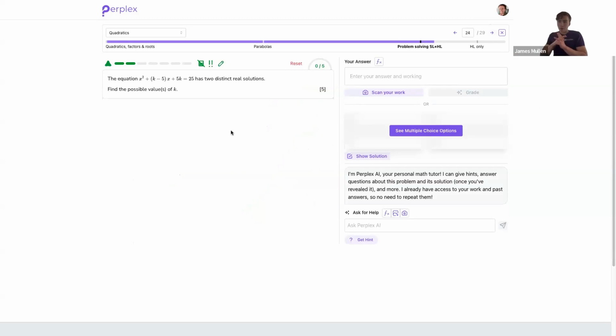I have the quadratic x squared plus (k minus 5)x plus 5k is equal to 25, has two distinct real solutions. Find the possible values of k. All right, so two real solutions means that my discriminant is going to be positive. But before I think about the discriminant, I want to get this quadratic in the form something is equal to 0. So I'm going to bring the 25 to the left-hand side. So I'm going to get x squared plus (k minus 5)x plus 5k minus 25 is equal to 0.